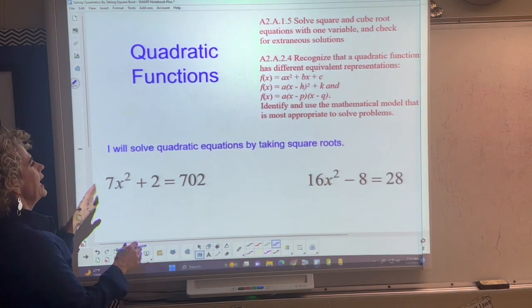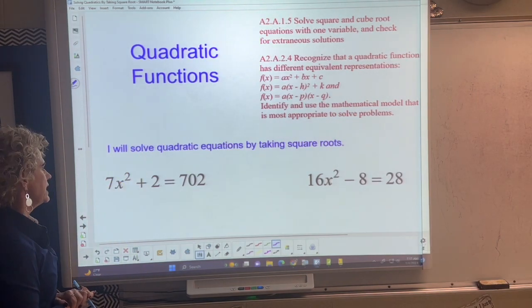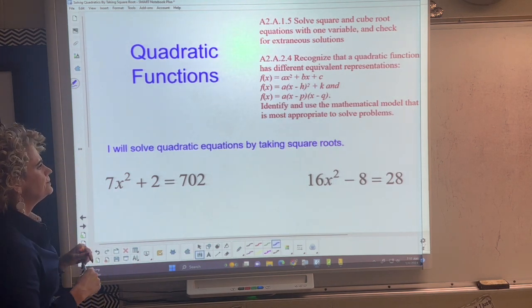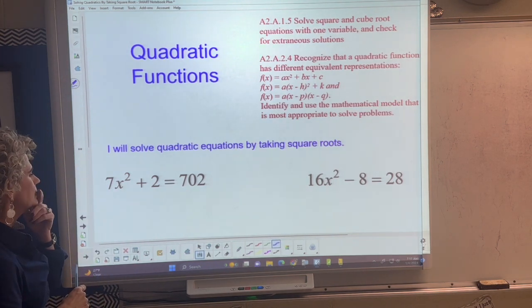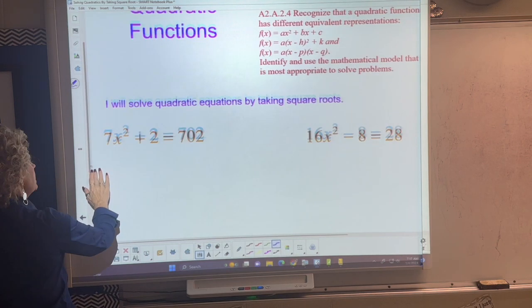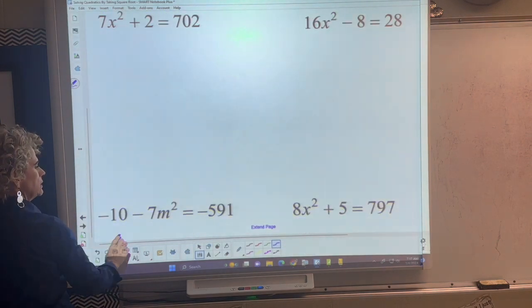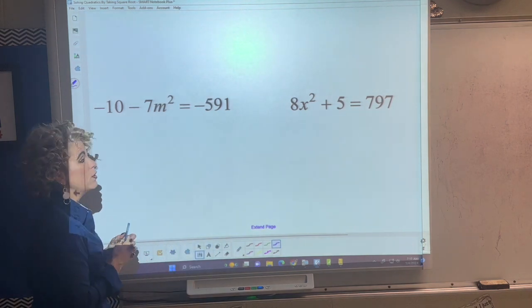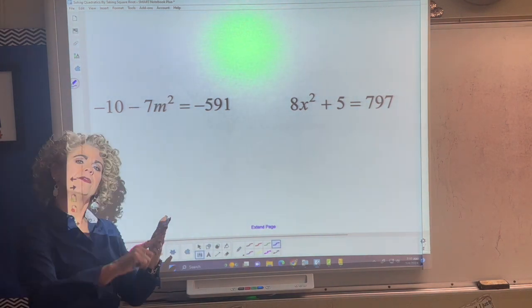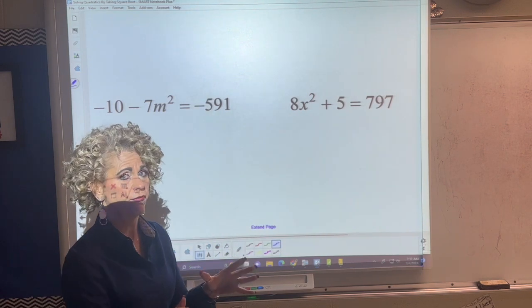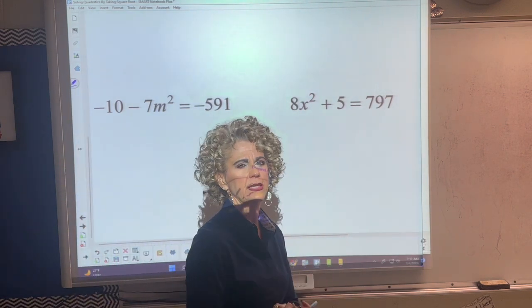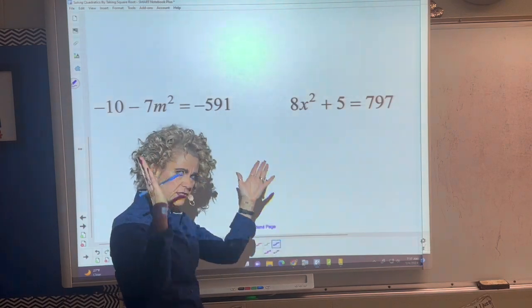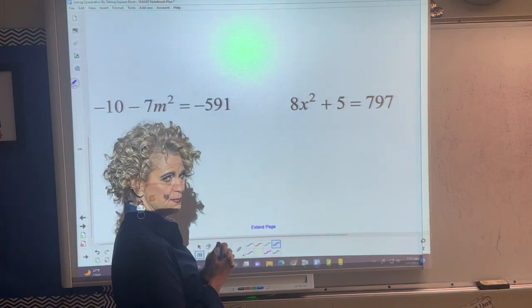We're going to talk about solving quadratics by taking square roots. We hit a little bit on this yesterday. Now, I'm not sure how I'm going to do this. I think I'm going to come down here first because first and foremost, every time I'm solving, my goal is to isolate the variable. So I'm going to do my order of operations backwards. Every time I'm solving, I'm going to do order of operations backwards.